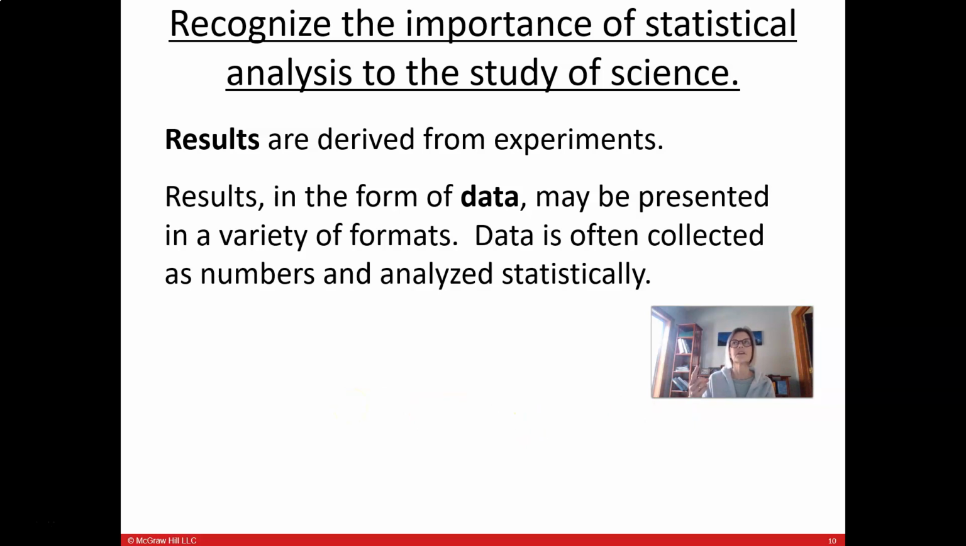So let's see, observation, hypothesis, experiment, and now we have our results. And our results are derived from our experiment, and they come in the form of data. Data usually is numbers. We try to compare numbers to each other. It's because we can analyze numbers statistically, but in some cases your data might be things other than numbers. It might be photographs and descriptions and qualitative things instead of quantitative things. But somehow we collect some data from our experiment.